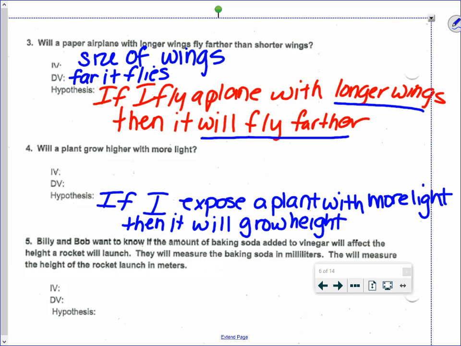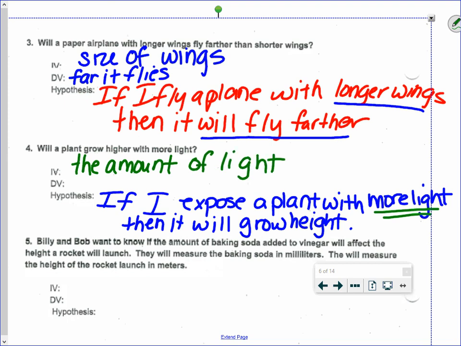What do I have the power to change? What am I testing? The amount of light I give the plant. So some plants will have 1 hour of light. Some will have 2 hours of light. Some will have 3 hours of light. Some plants will have 4 hours of light. All the same type of plant. But then I have to measure how high it grows. The more it grows, the better it will succeed. The healthier it will be.